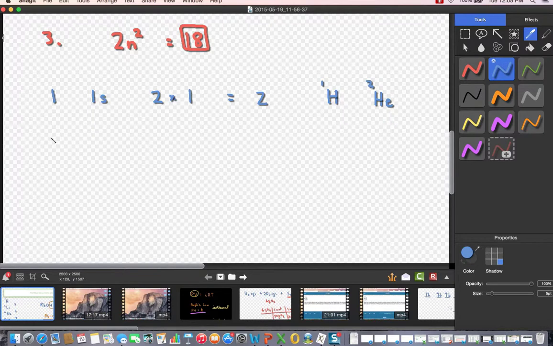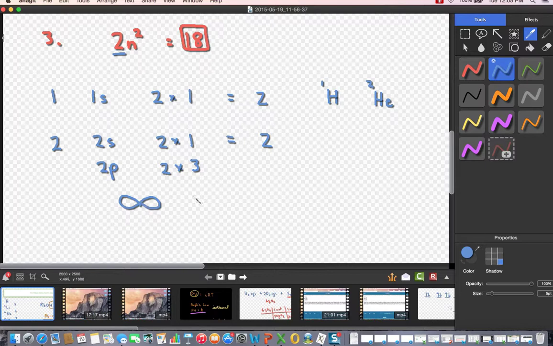If I look at the second row of the periodic table, I can have a 2s orbital. And again, I can have 2 electrons per orientation. That's where the 2 in the 2n squared comes from. But I can also have a 2p orbital. And a p orbital has 3 orientations, x, y, and z. So the p orbital is shaped like a dumbbell.